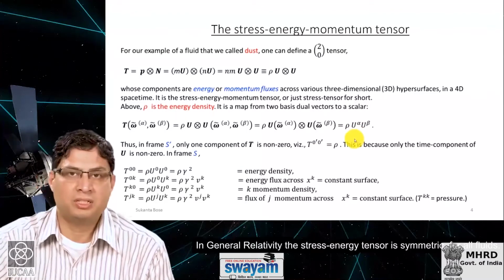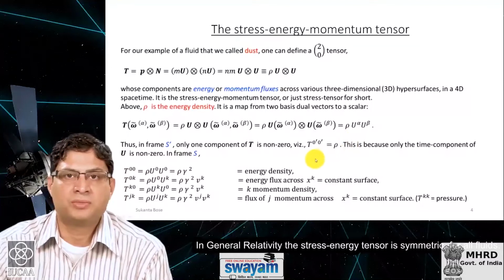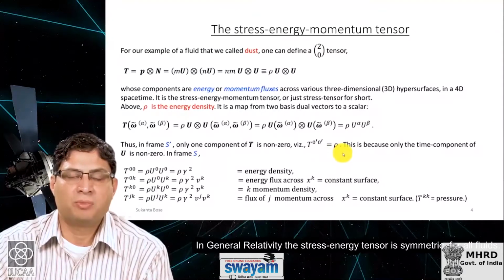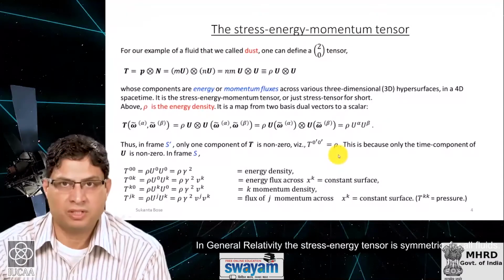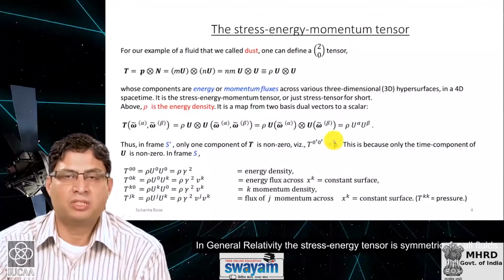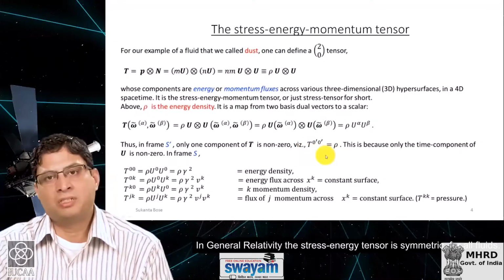So, dt prime by d tau is unity. So, that leaves you with just this proper energy density as the surviving component. All other components in this big matrix are 0. How big is this matrix?